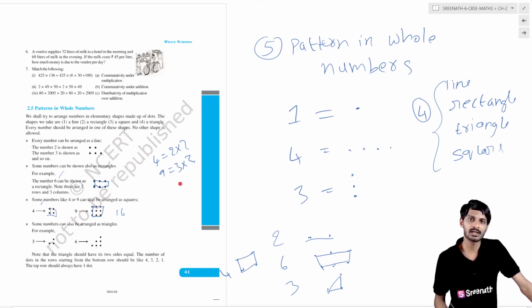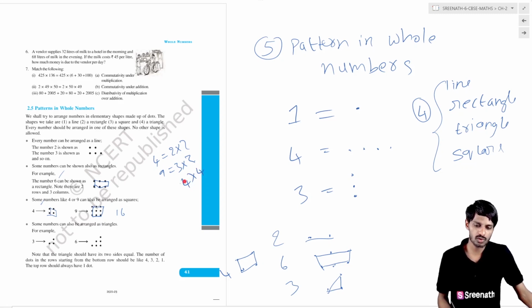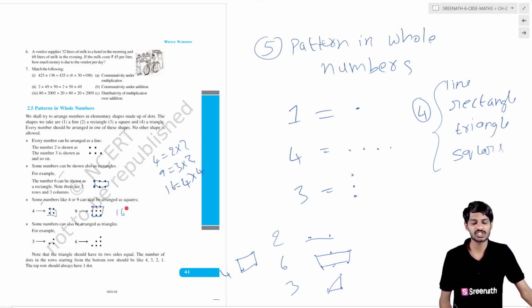Next, the perfect square: 4 rows and 4 columns also gives a square. 4 4s are 16, so 16 can be represented as a perfect square. So 2 gives the perfect square 4, 3 gives the perfect square 9, 4 gives the perfect square 16, 5 gives the perfect square 25. In this way you can find the perfect squares.